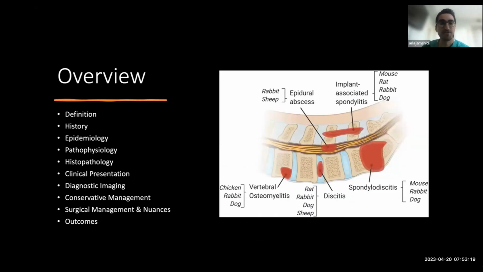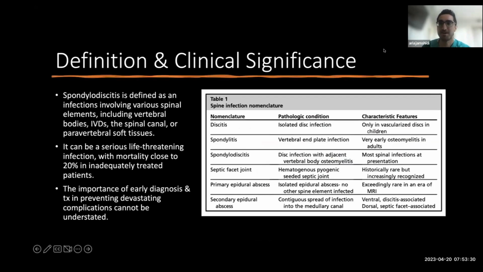So we're going to go over the definition, history, epidemiology, pathophysiology, everything you see listed here. I have a lot to discuss, so we're going to try to get to it quickly so we can get everyone out of here. In terms of the definition of spondylodiscitis, it's a continuum you see on this table. It progresses from an infection that can be isolated to the disc space, most often seen in children due to the vascularity of the disc, and that can progress into spondylitis, spondylodiscitis, and then primary and secondary epidural abscess, which can form as a contiguous spread of the infection.